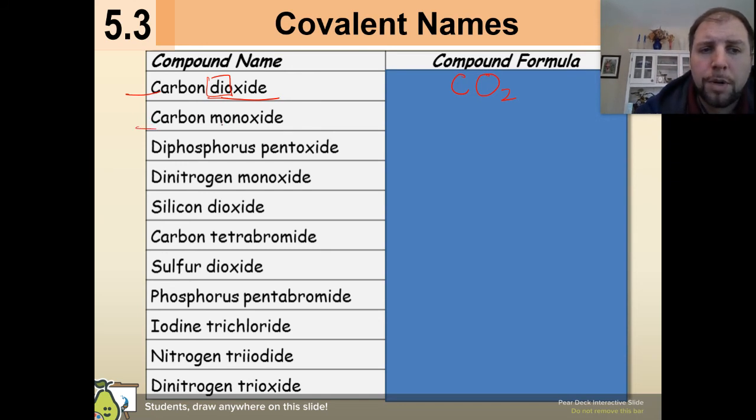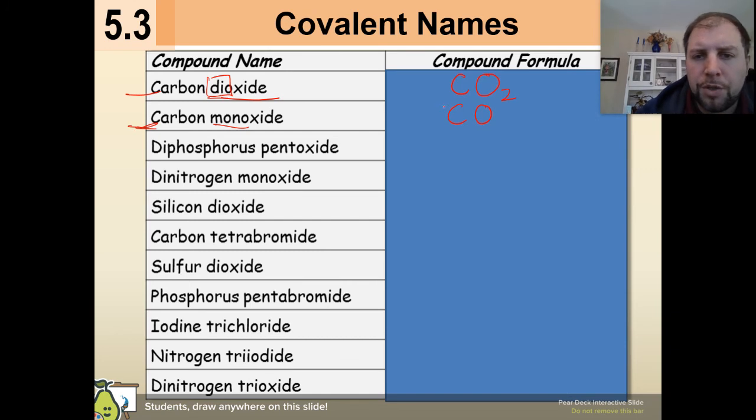Okay. How about this? Carbon monoxide. Okay, so once again, let's write the elements carbon and oxygen. There's nothing in front here, so there's only 1 carbon. And there's mono here, so there's 1 oxygen. So C1O1, or just CO. You don't have to write those little ones down there. It's implied.